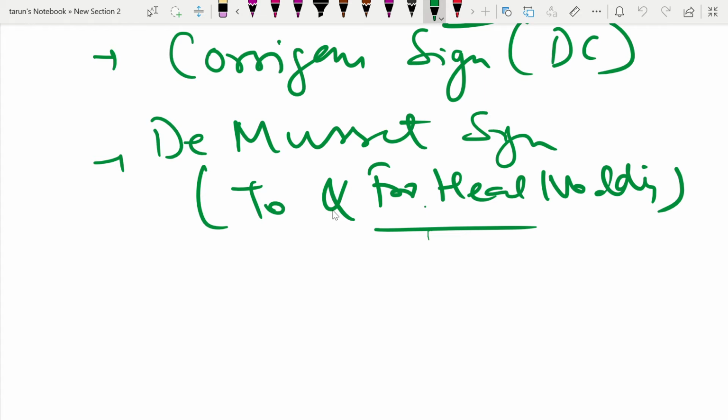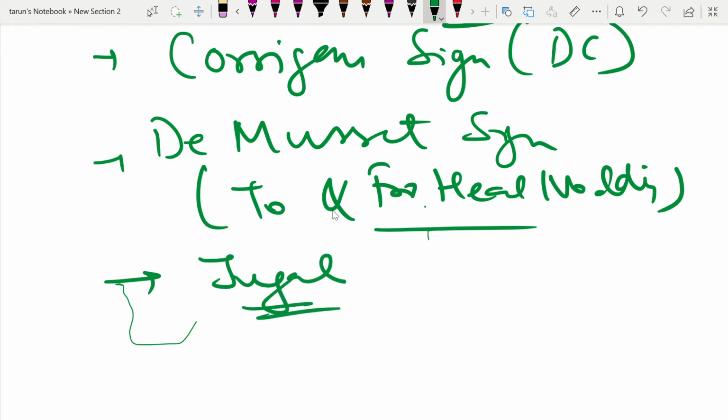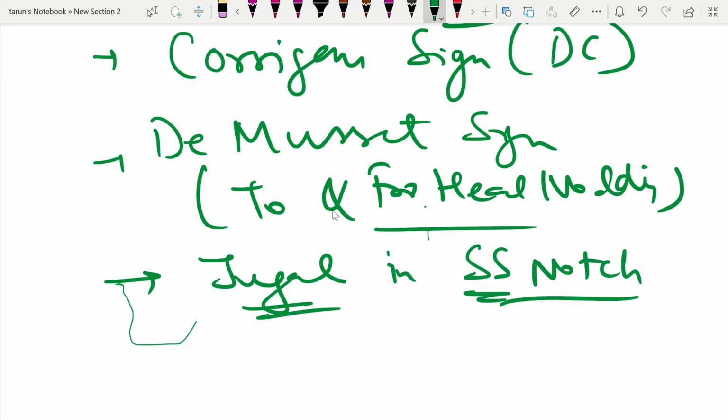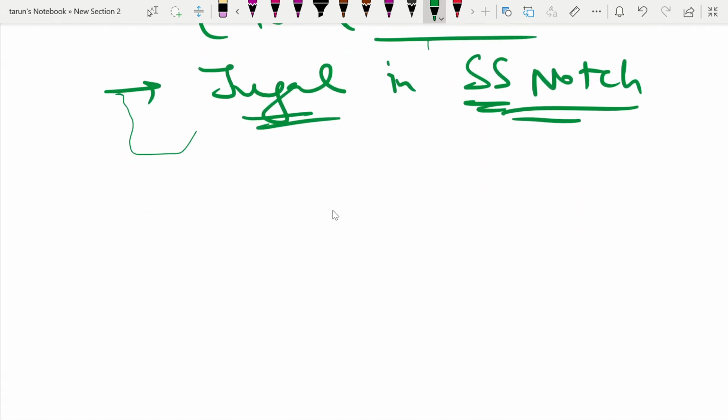Then visible pulsations you can see in the suprasternal or jugular notch. You will get the jugular pulsations. Where? In the suprasternal notch. These visible pulsations in the suprasternal notch are also called jugular pulsation or suprasternal pulsation. This is another sign of aortic regurgitation.